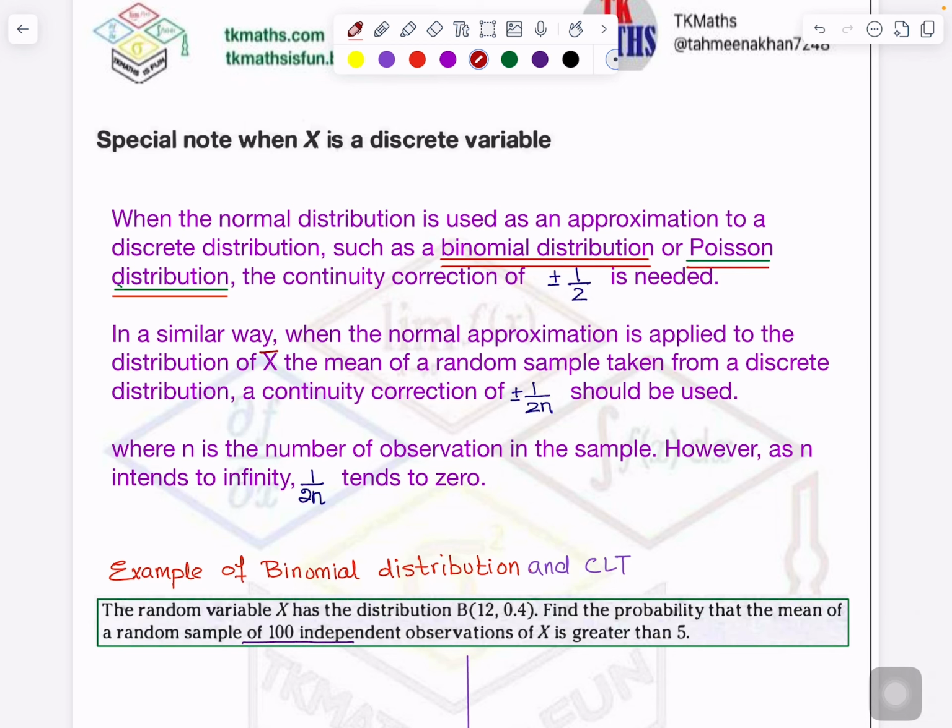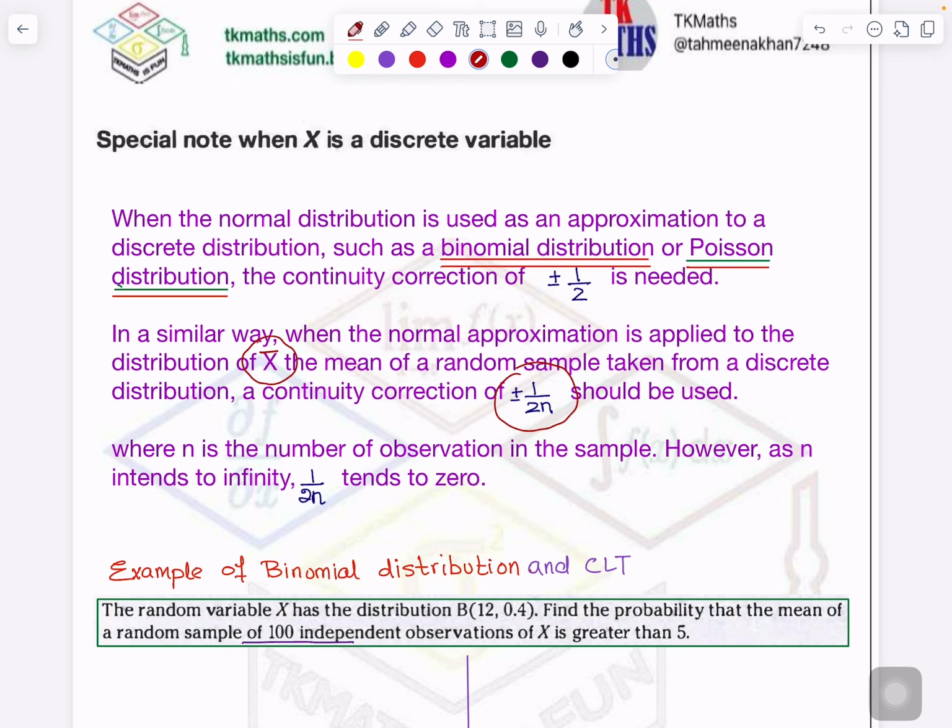Now we know that the binomial distribution and Poisson distribution are discrete distributions. And we have seen in S1 last year that whenever we apply a normal approximation to a discrete distribution, we add plus minus 1/2 to make the continuity correction. Similarly, now for the mean of a random sample, when you apply a normal approximation to the discrete distribution, you add and subtract plus minus 1 over 2n.